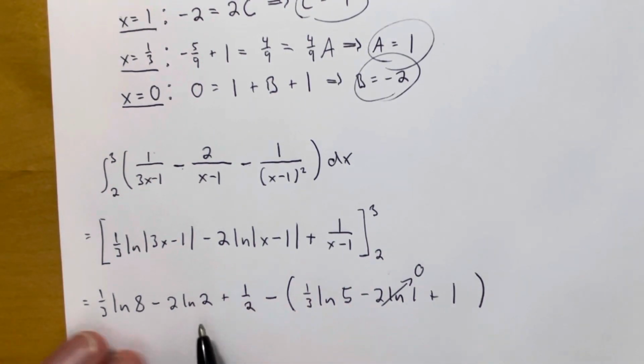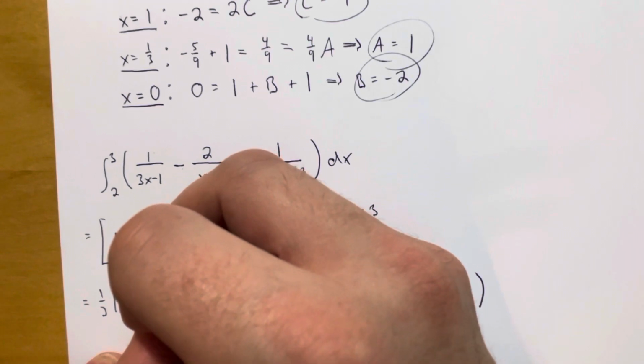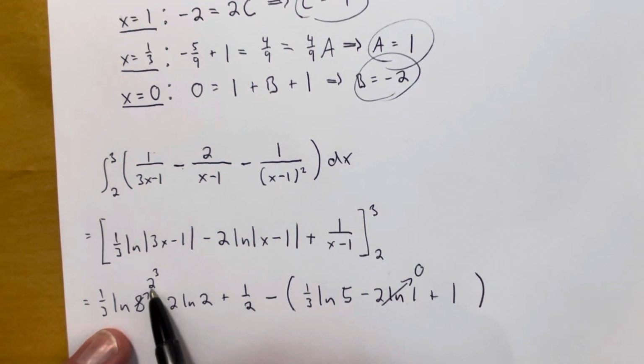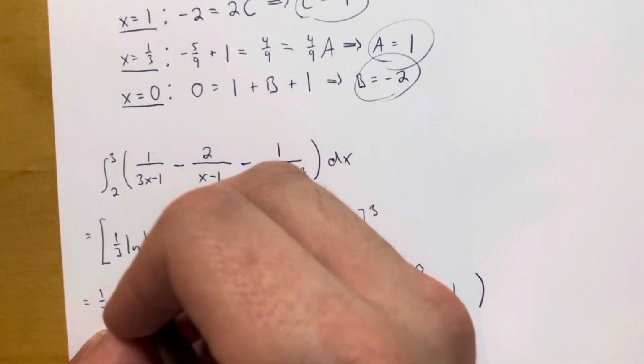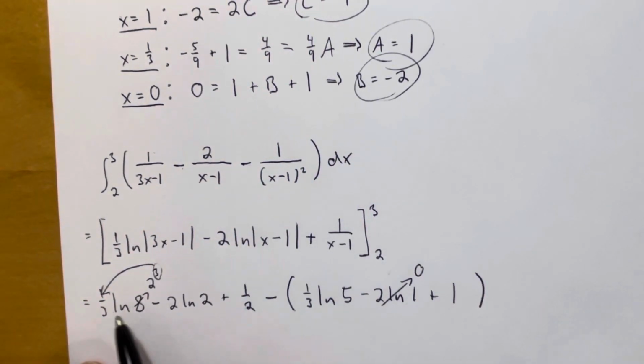I can do something kind of clever to combine some terms here. So 8 is the same thing as 2 cubed. And we have a logarithm property that says if you take a logarithm of something to a power, that power can be brought out and multiplied to the front. But I already have a 1/3 there, so multiplying it by 3 is just going to produce a 1.